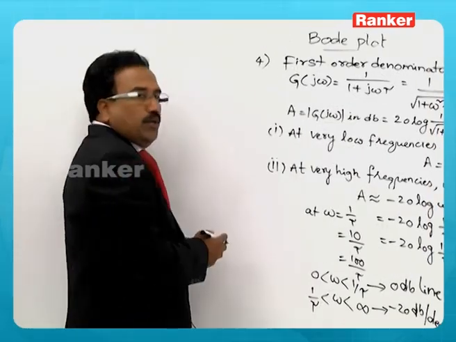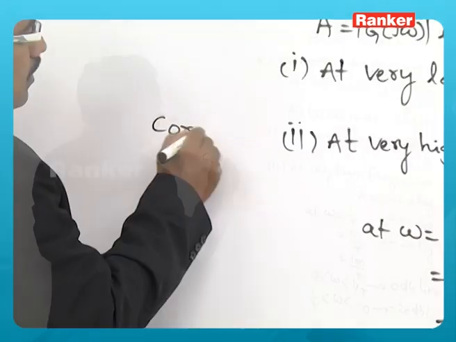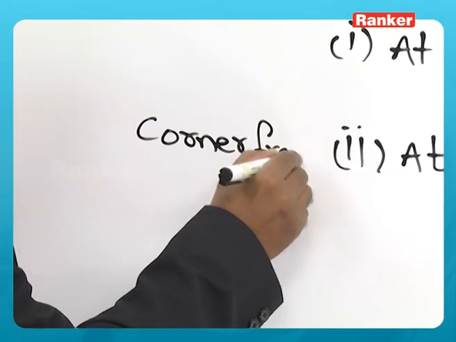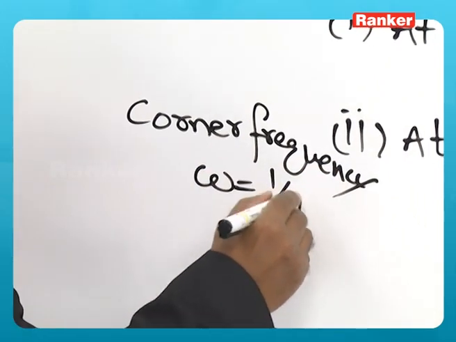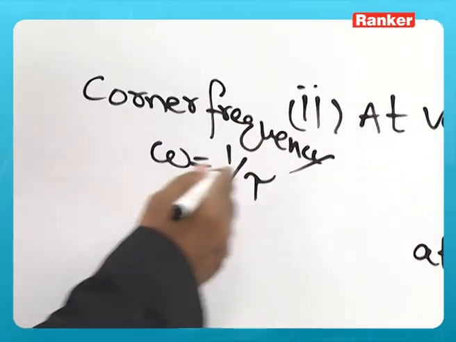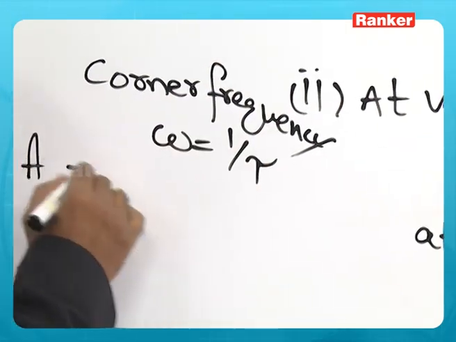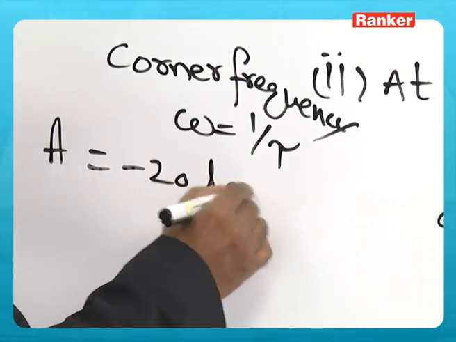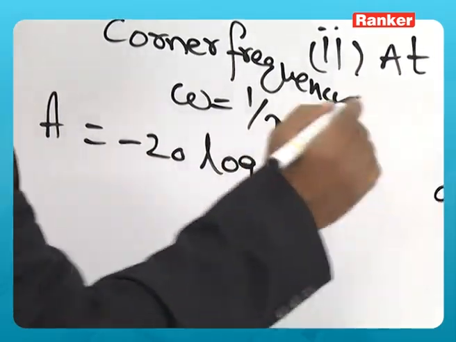So, if I want to know the magnitude at the corner frequency, omega equal to 1 by tau, substitute this value in the magnitude A: minus 20 log under root 1 plus 1.